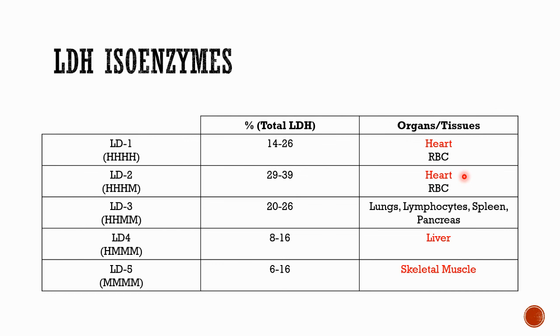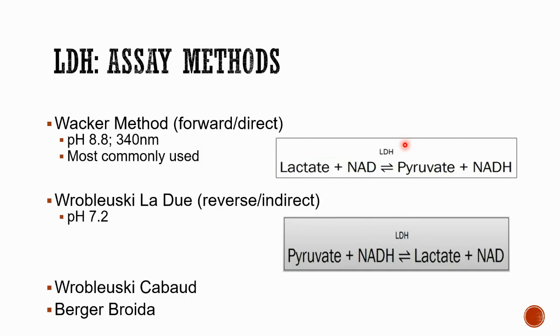Okay? Kasi again, why do enzymes increase? One reason could be tissue damage. Okay? So nare-release sila from the tissues kaya sila napupunta sa blood. We have LD3, which is found in lungs, lymphocytes, spleen, and pancreas. LD4 is found in the liver. LD5 is found in the skeletal muscle. So for the total LDH in the blood, ito yung kanilang percentage ng mga isoenzymes.